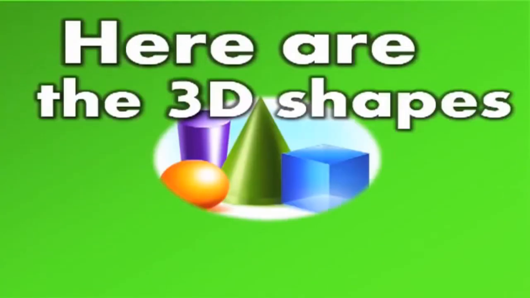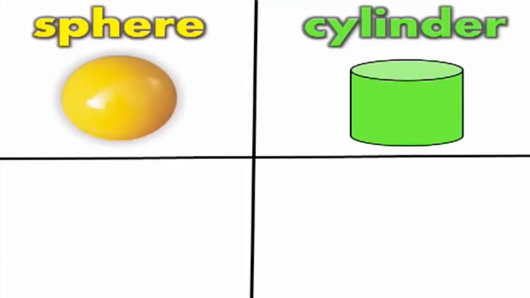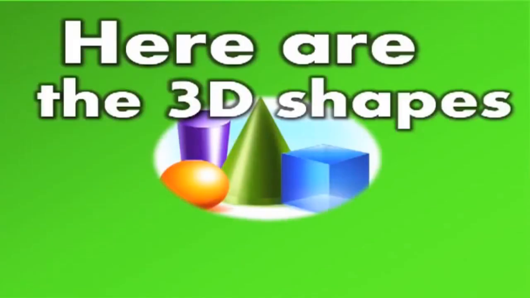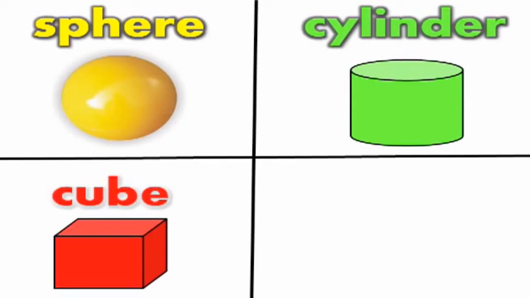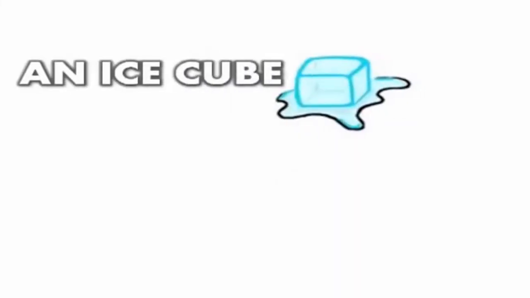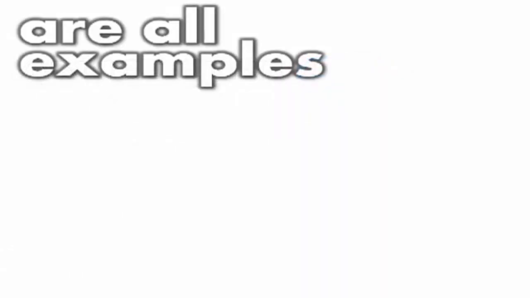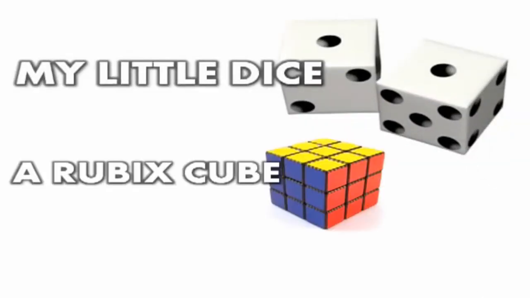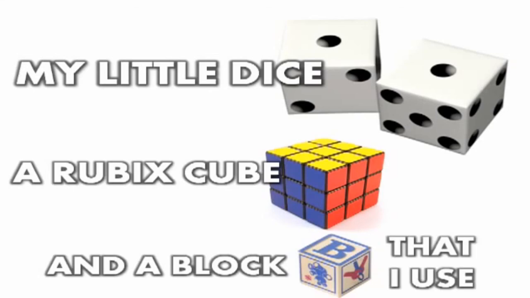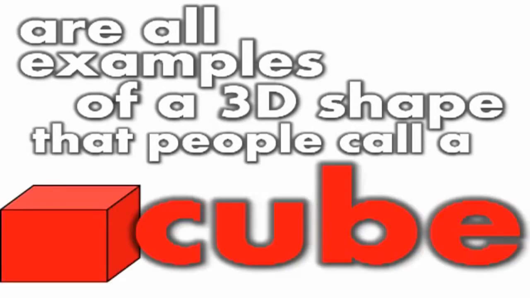Here are the 3D shapes that I know: a sphere, a cylinder, a cube, and a cone. An ice cube, a cardboard box, and a Christmas present for you are all examples of a 3D shape that people call a cube. My little dice, a Rubik's Cube, and a block that I use are all examples of a 3D shape that people call a cube.